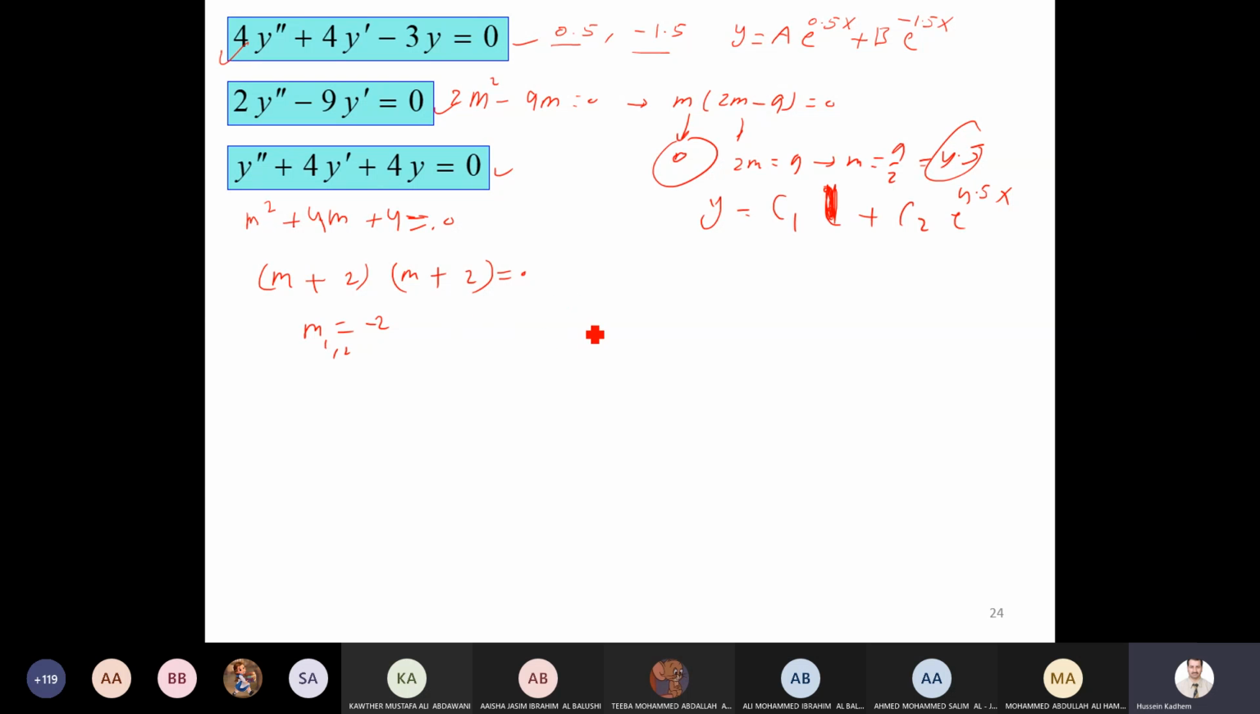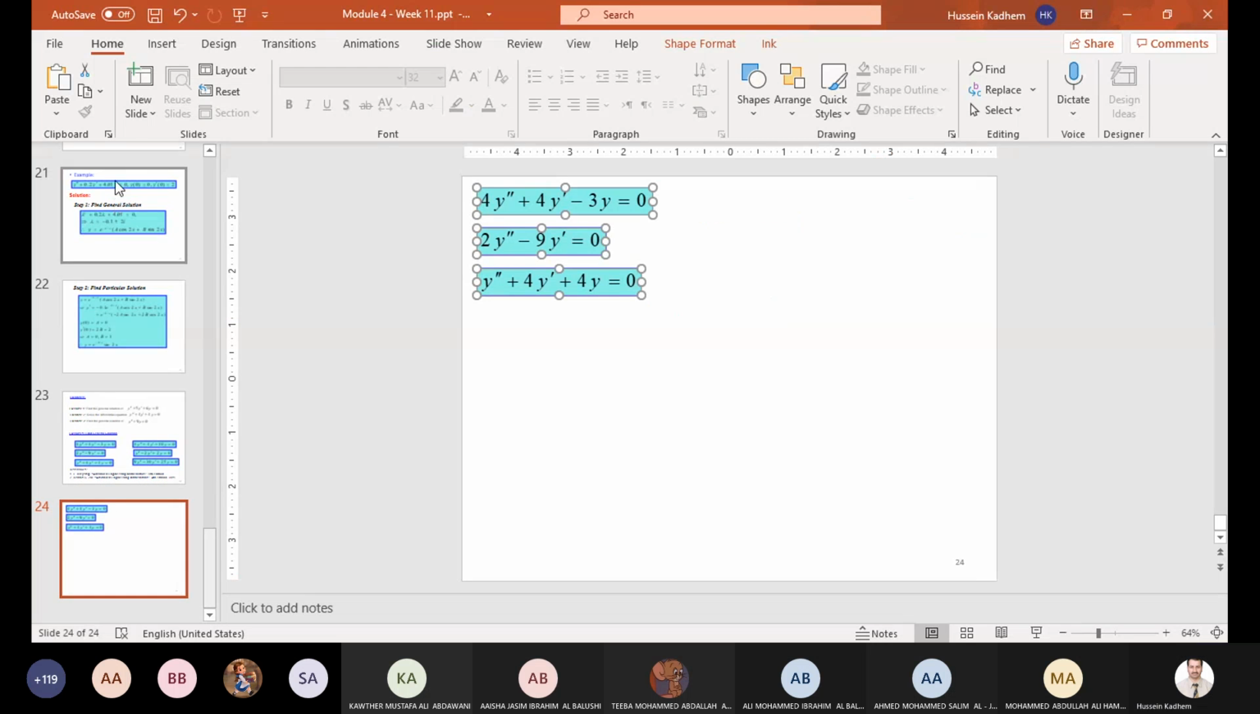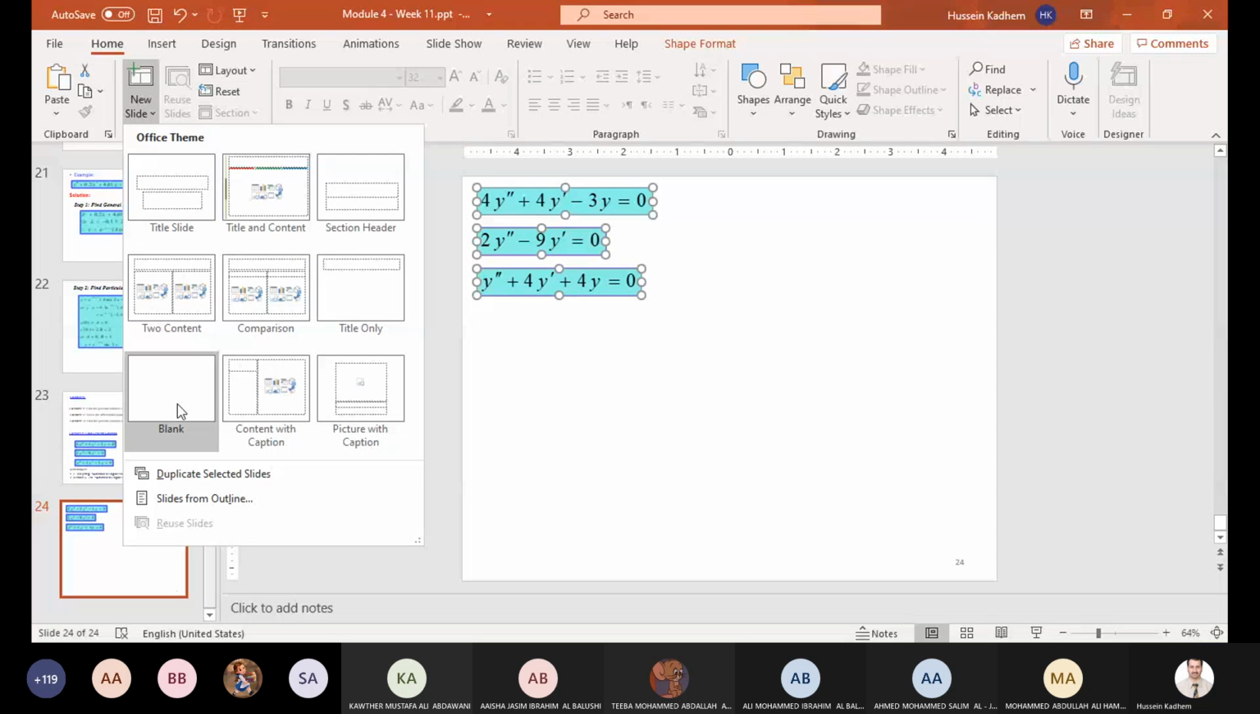So how do we write the answer? y equals, you tell me. I'm listening. (A plus Bx) exponential minus 2x. This is the solution. Okay. Let me take more examples, more questions to solve. Just one second.